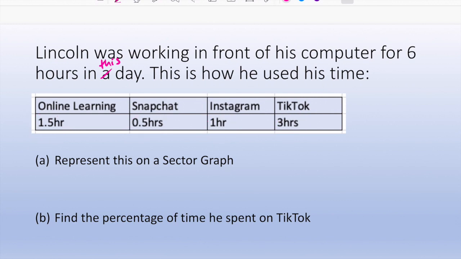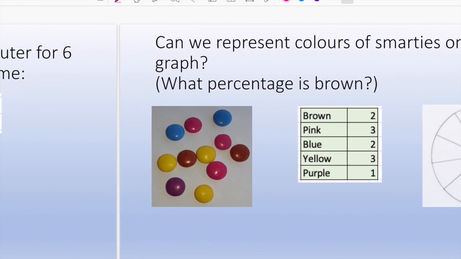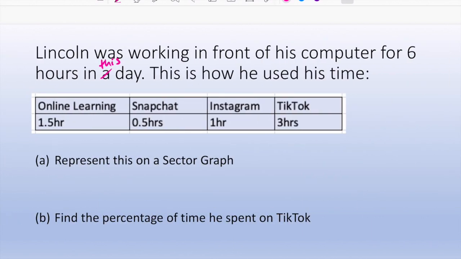He says, represent this on a sector graph. What I'm going to do is represent it on a sector graph, and I'm going to put an extra one in, a divided bar graph. Okay, so let's do the sector graph first. The sector graph essentially is a pie. Sometimes sector graphs get referred to as pie graphs. So we need to draw a circle. That's not a circle. There we go, circle, and divide it into sections.